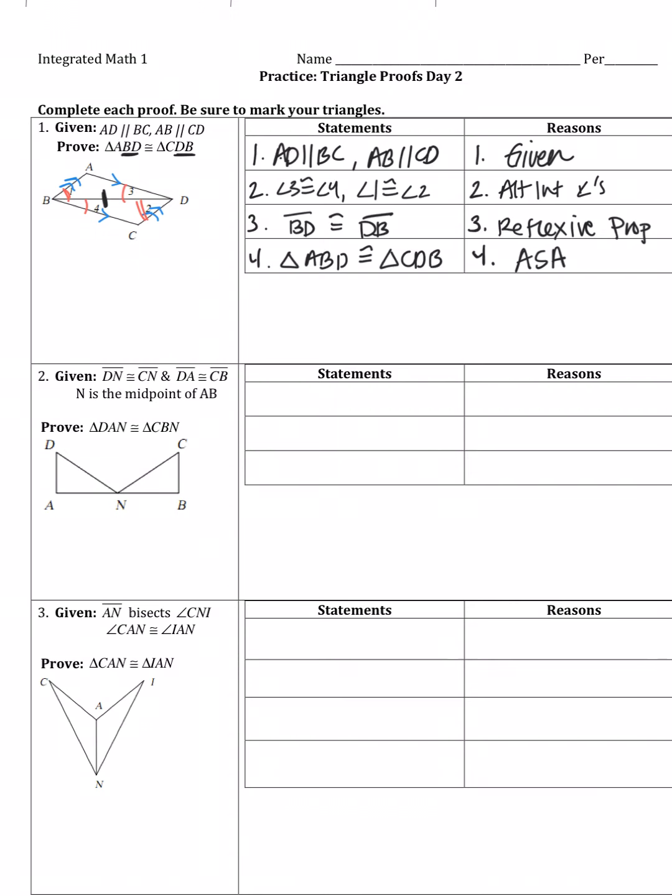All right, number 2, let's do one more together. If anything, write that given information. DN is congruent to CN, and DA is congruent to CB, and N is the midpoint of AB. This is all given. And I know my last reason is going to be that the two triangles are congruent.